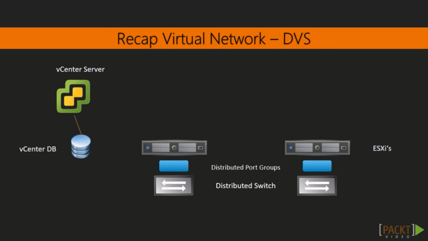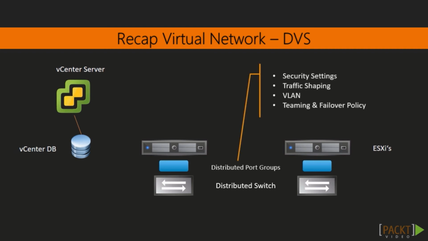the distributed switch plus the distributed port groups. The difference between the distributed switch and the virtual switch or standard switch is that the distributed port group owns the whole configuration, like security settings, traffic shaping, VLANs, and the teaming and failover policy. The distributed switch does not have as many configuration options as the virtual switch, but the distributed port group has more options than the virtual switch.